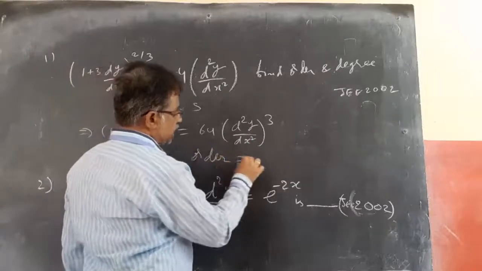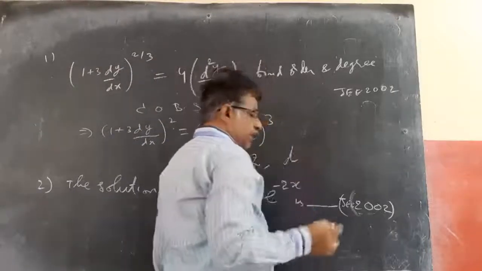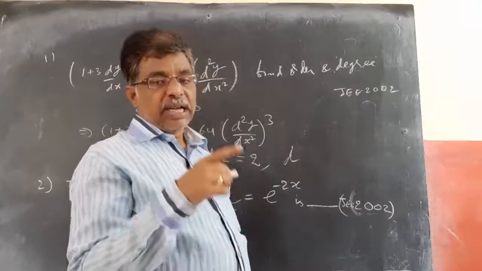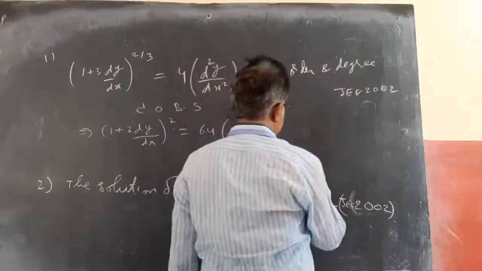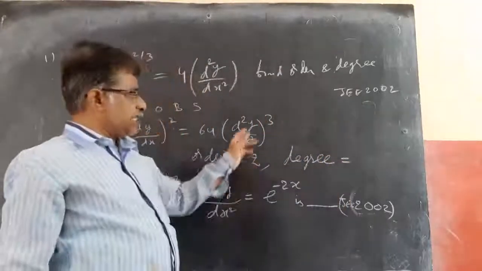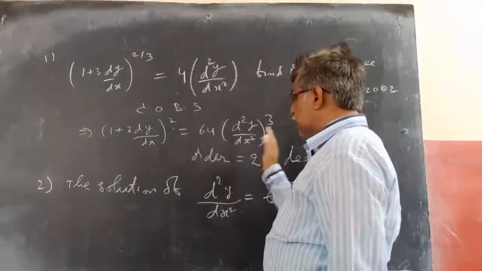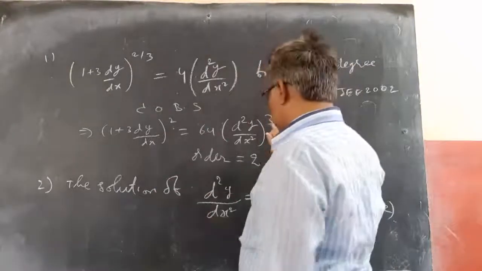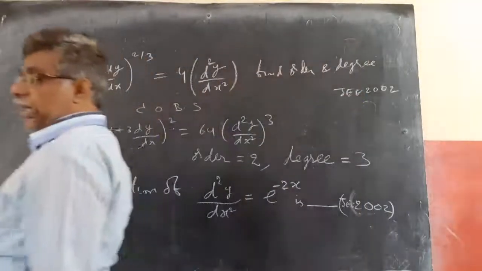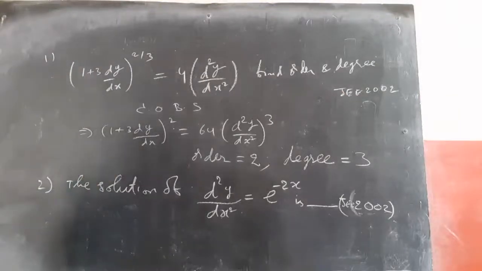Order doesn't change, highest derivative, it is always 2 here. And next degree: after converting into polynomial, highest degree means highest power of the highest derivative. Highest power of the highest derivative, I told you. So degree equal to, this is the highest derivative. Its highest power is 3. There is no other d²y/dx². If another d²y/dx² is there, then you need to check for highest power of both. Here only one is there, and its highest power is 3. So degree 3. So order 2, degree 3 is the order and degree of the differential equation.